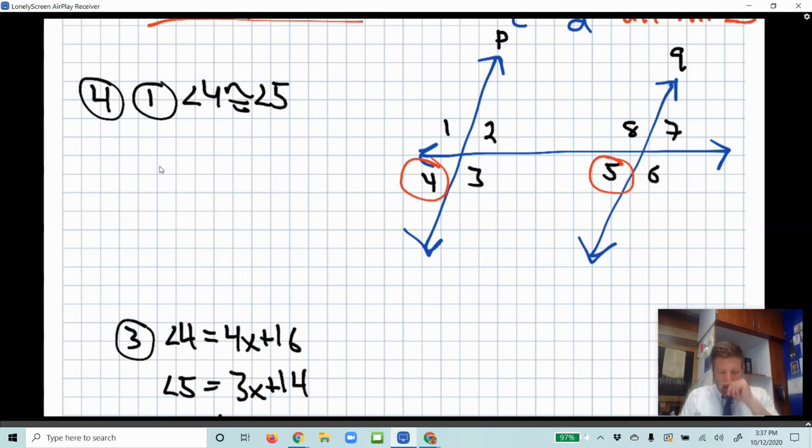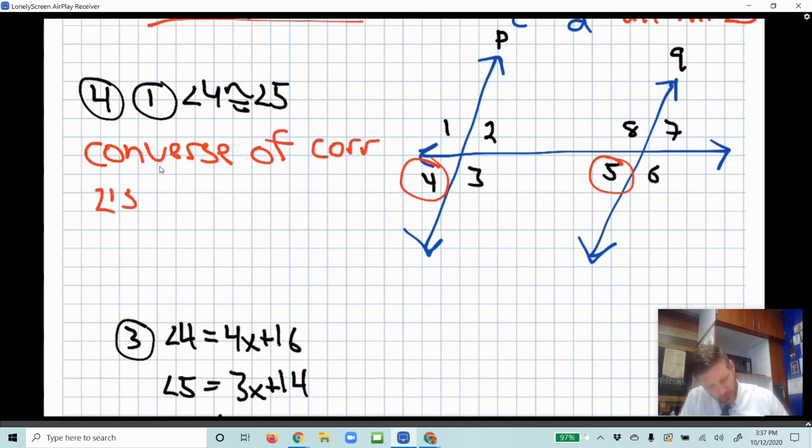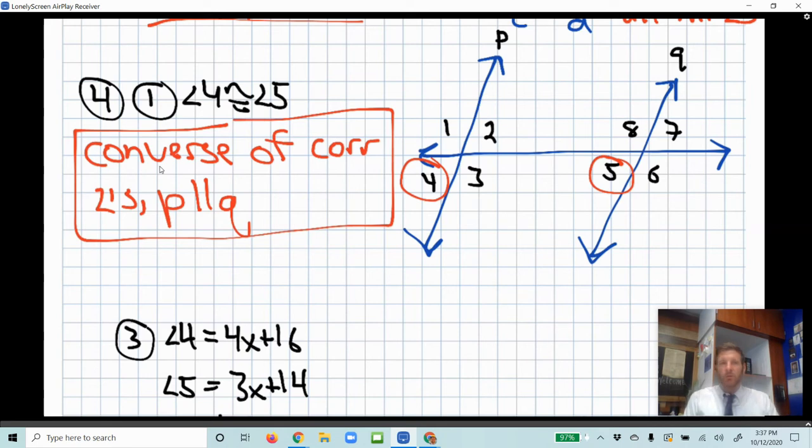Okay, so if 4 and 5 are congruent, why does that prove that the lines are parallel? Well, what are they to each other? 4 and 5 are corresponding. They're both in that bottom left position. So we know corresponding angles are congruent. So just like I did on the last question, by the converse of corresponding angles, P is parallel to Q. Okay, because the two angles there are corresponding angles, congruent of course. If they had been alternate interior, I'd say the converse of alternate interior angles proves that P and Q are parallel.